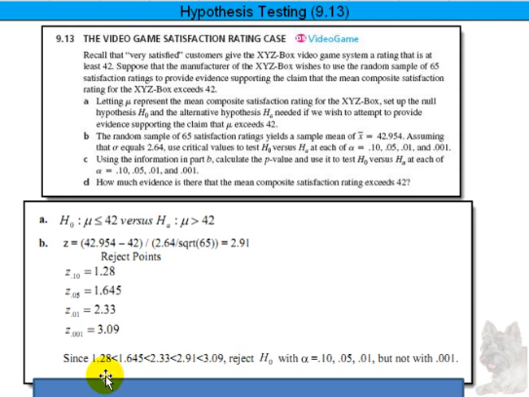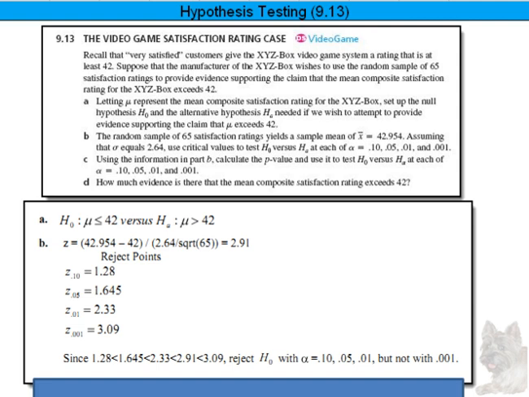Since 1.28 is less than 1.645, which is less than 2.33, which is less than 2.91, and then also less than 3.09, that's all our Z values, we would reject the null hypothesis at the 10% level, the 5% level, the 1% level, but not the 0.001 level.